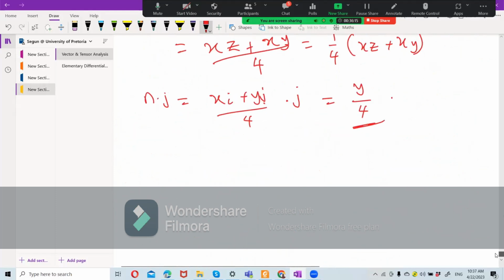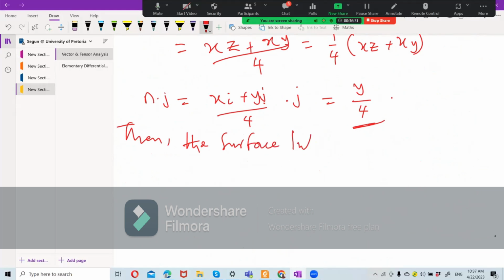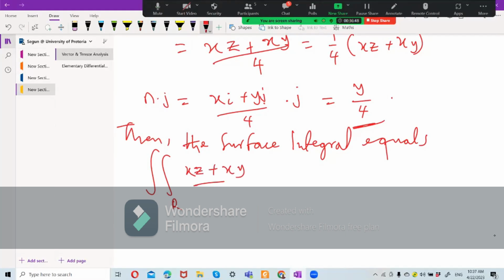So let's substitute. It's very simple. We can now substitute it back to the surface integral. So then the surface integral equals the integral of xz plus xy over y ds dz. Do you agree? Are we all there together, please? Yes, sir. We are together, sir. So, who can tell us what to do next, please?